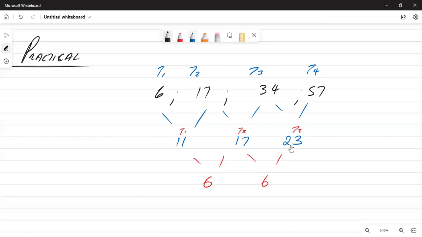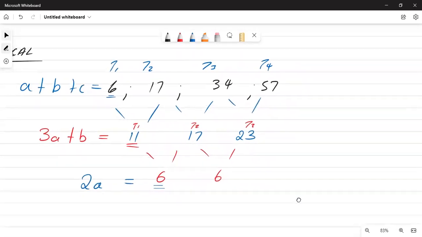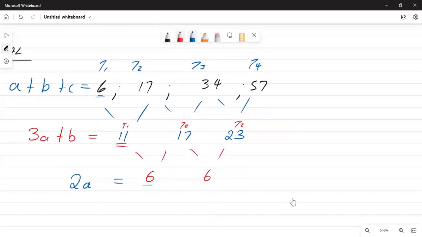We can then take all of this and place it into our equation for us to find a, b, and c, which means 2a would be equal to 6, which is our second difference. We can also say 3a plus b is equal to 11, which is our first difference. Then we can say a plus b plus c is equal to 6, which is the first term of the pattern.